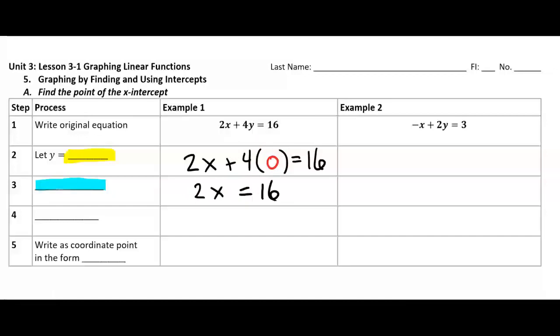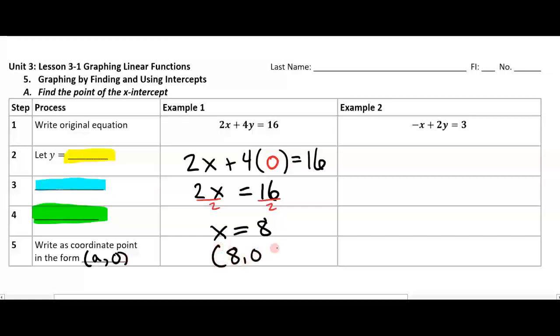And then we just solve. Number 4 is solve. I'm going to solve this by dividing both sides by 2 to solve for x, and I get x equals 8. And then I want to write that as a coordinate in the form, whatever my x-intercept is, comma, 0, because I said y equals 0. So y should be 0 in my coordinate point. In this case, that's (8, 0).